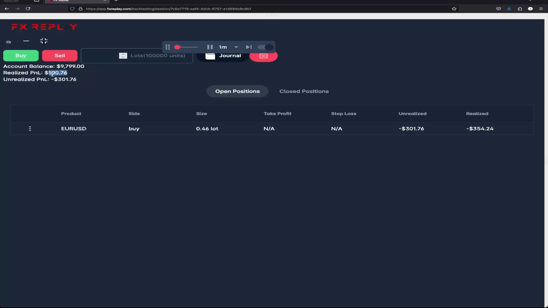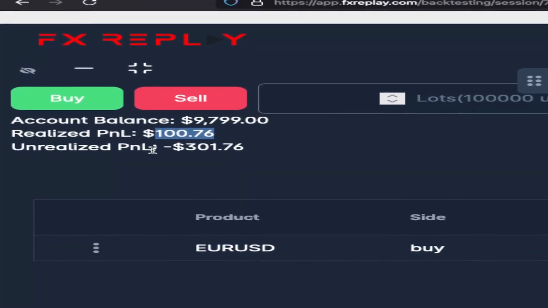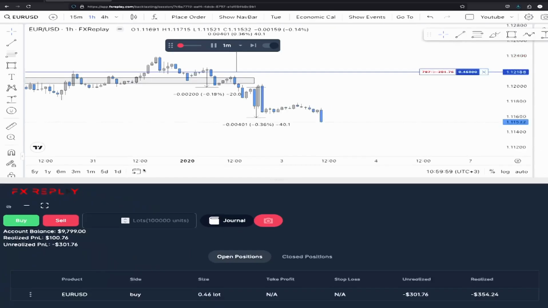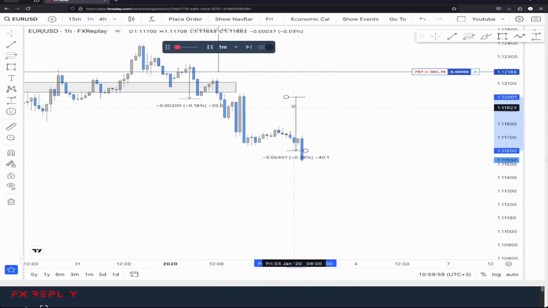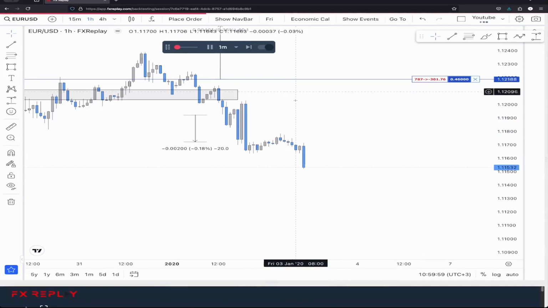In this case, as you can see, I have made $100.76, remember the calculator, and I have an unrealized loss of $301.76. That unrealized loss is coming from this trade, as you can see, 301.76, and we will gradually be dealing with this value across time, essentially making bit by bit while dealing with that loss.